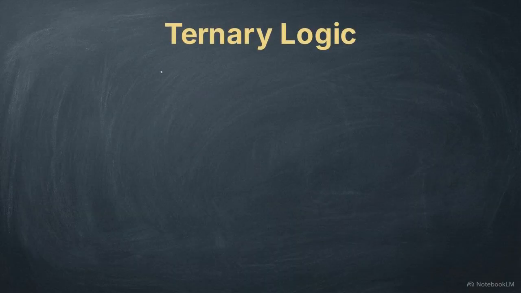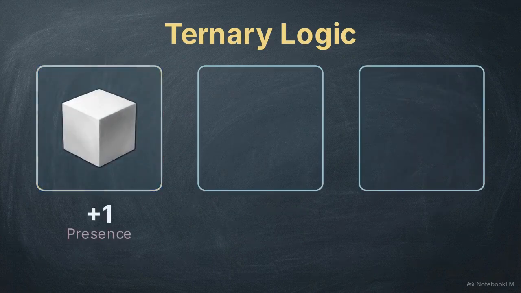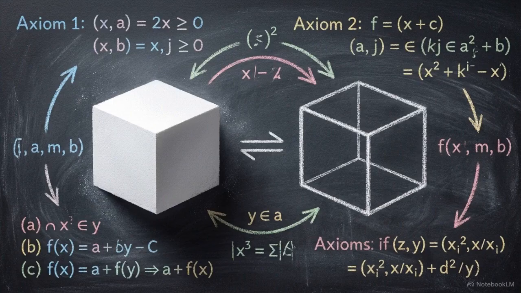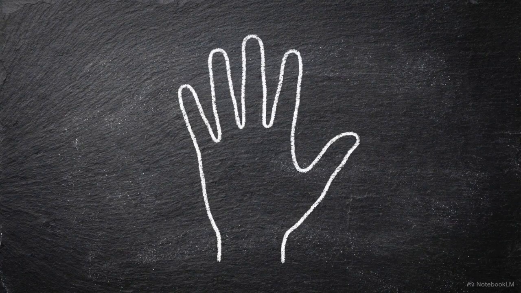The zeroth system employs a ternary logic, which is a system with 3 possible values: +1, 0, and -1. +1 represents presence, or manifested reality. -1 represents potential, the unmanifested shadow. 0 represents truth, the convergence point where those two states meet. Simoneau demonstrates this trinity through the hand and fingers proof.